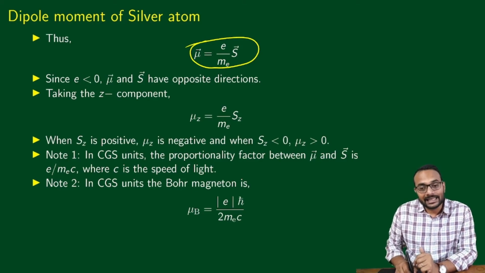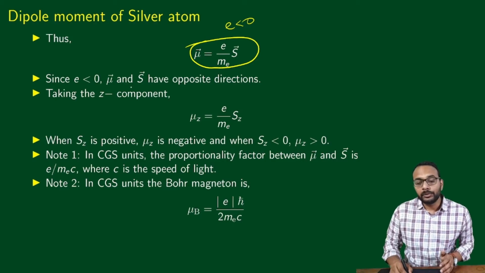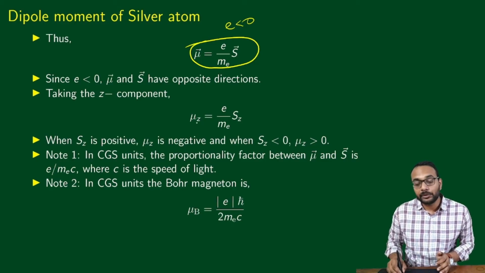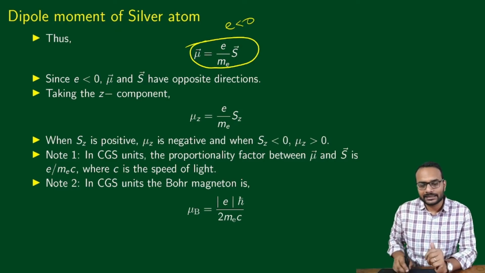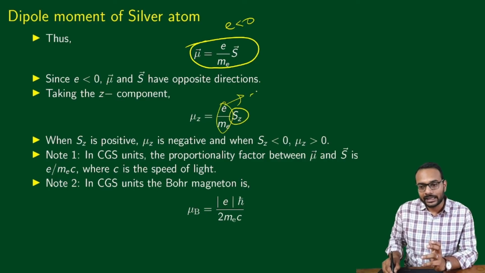Now, since e is less than 0, the charge of the electron being negative, mu vector and S vector have opposite directions. This is a vector equation, so let's look at the Z component alone. We see that mu_z is equal to e divided by m_e times S_z. So if S_z is positive, then mu_z is negative, and when S_z is negative, mu_z is positive.